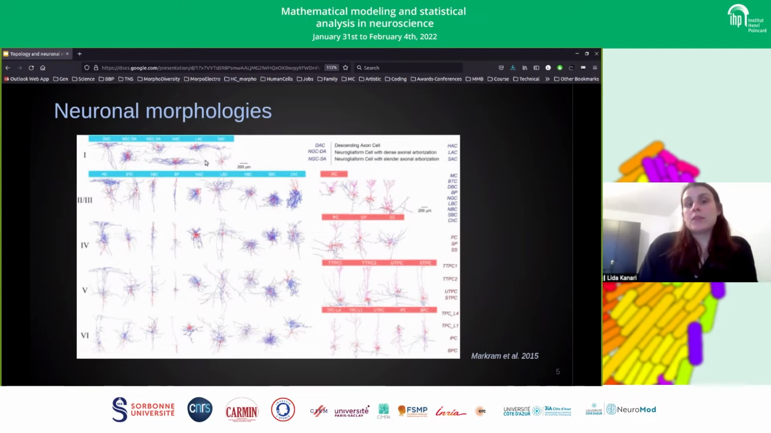Starting from a very broad distinction, we have inhibitory and excitatory cells. You've seen in the previous talk how inhibition and excitation can contribute to a large network. But here we're just trying to see what the different shapes of these two neuronal types contribute to the whole picture.